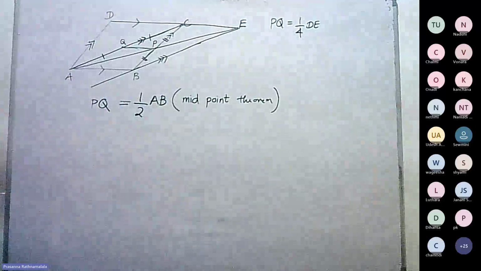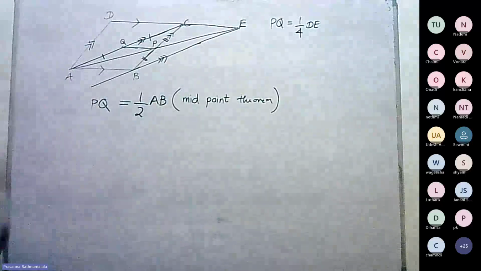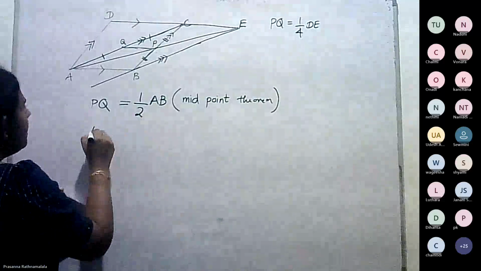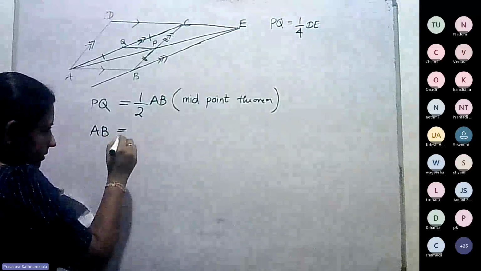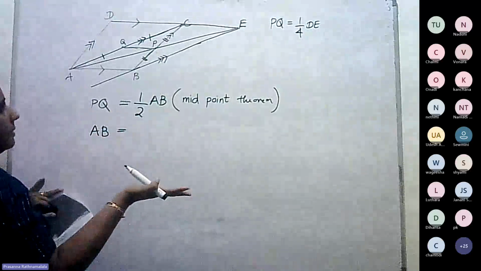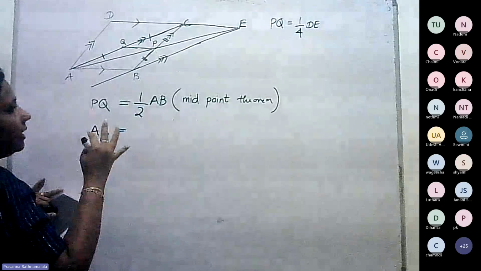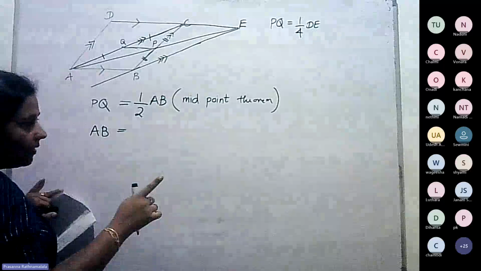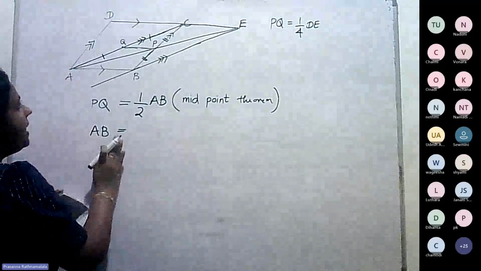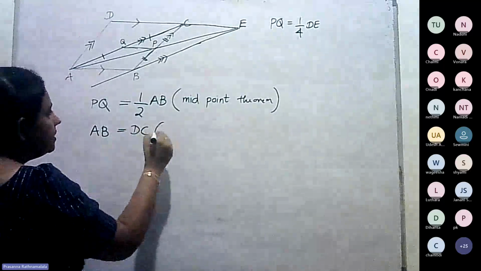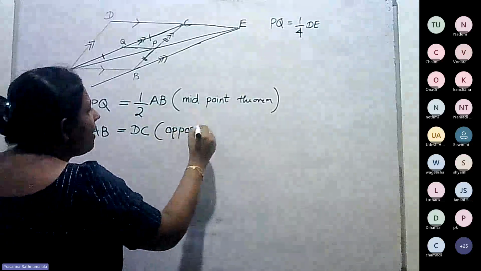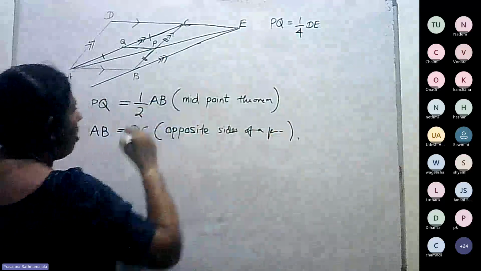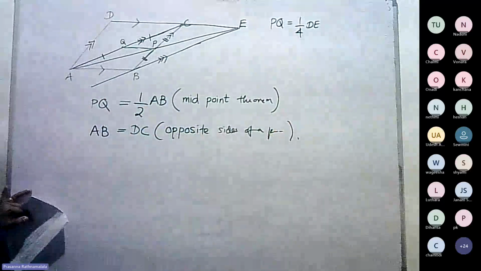Now, you know that ABCD is a parallelogram, right? Then you can write, however, you don't need to use 'therefore', but you can use 'however'. AB equals DC. Now, opposite sides of a parallelogram. You write down: opposite sides of a parallelogram are equal.